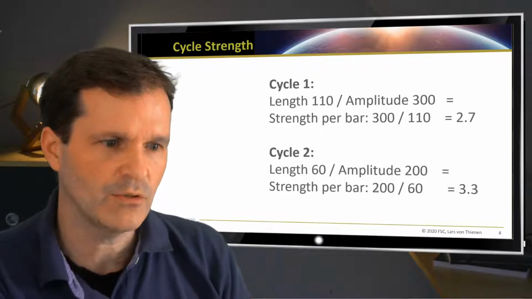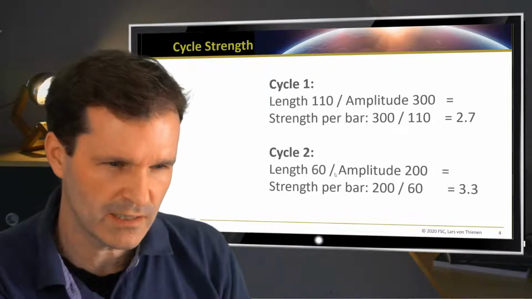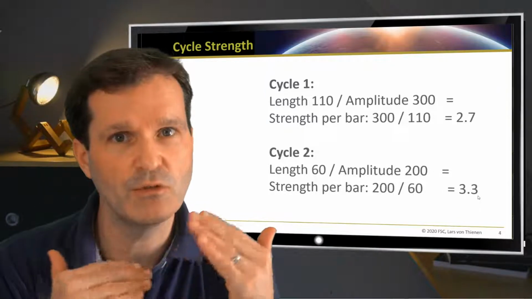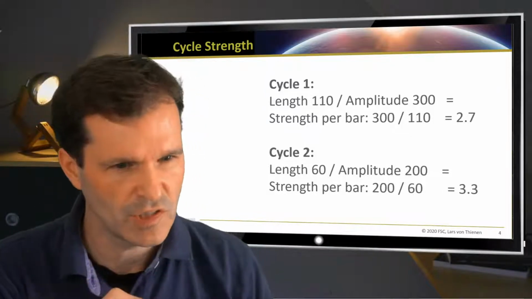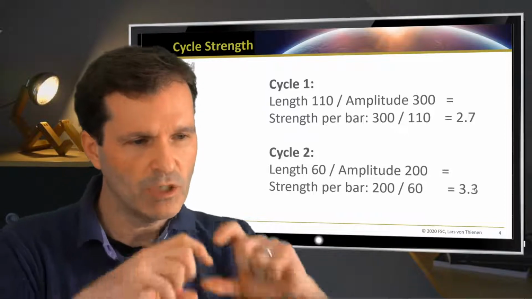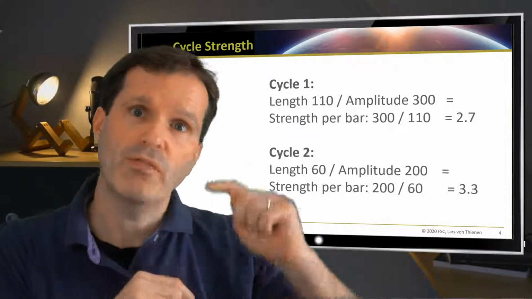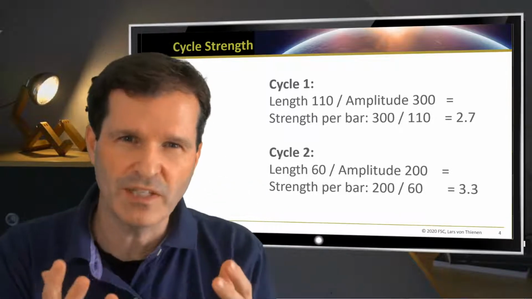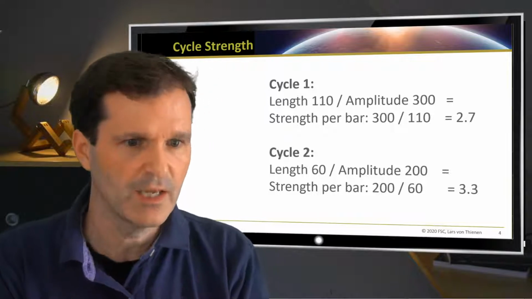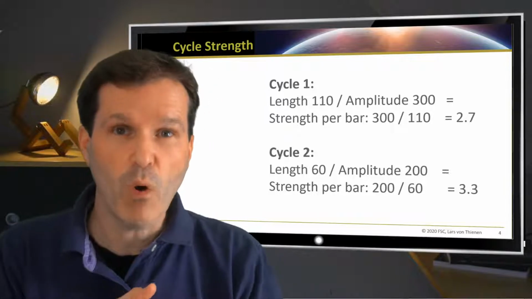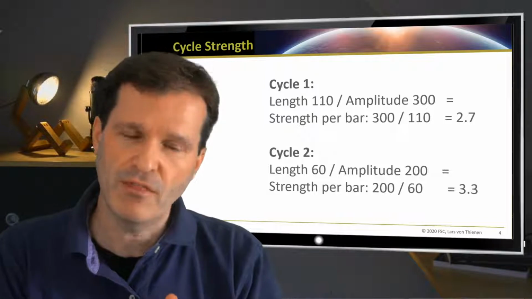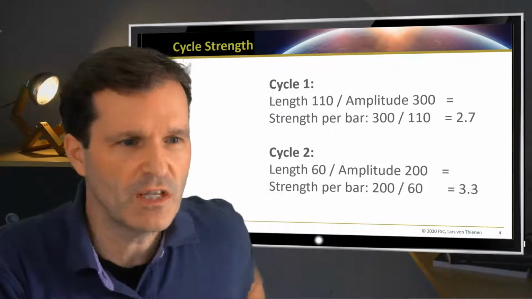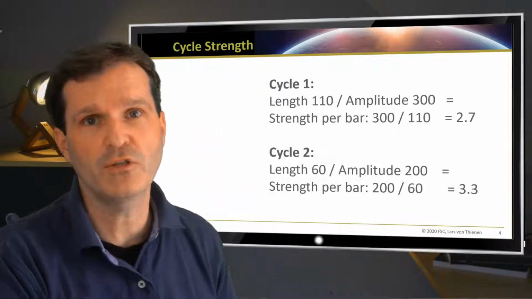For the second cycle, you divide the length of 200 divided by 60 for the length, you get a strength of 3.3. So if you compare the two cycles now by strength, you see that the second cycle will drive the price more than the first cycle. So that's how you look out for so-called dominant cycles or the most important cycle, because cycle 2 will have more impact on price movements than the first cycle.